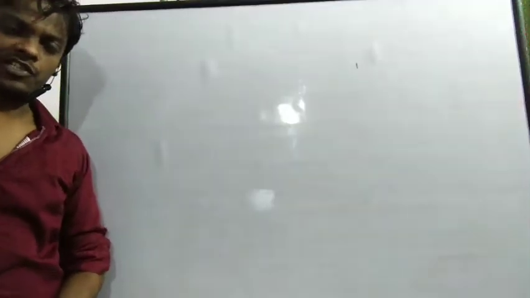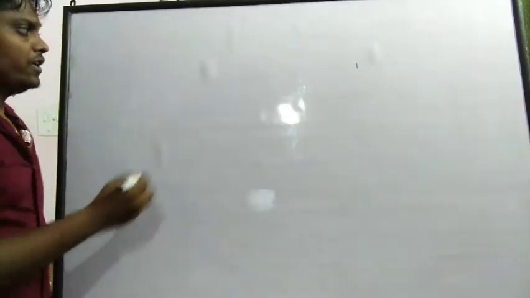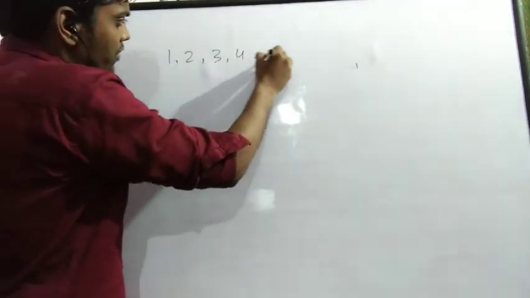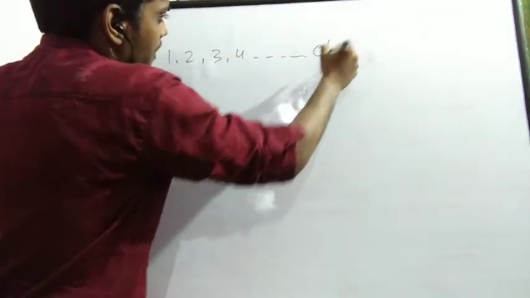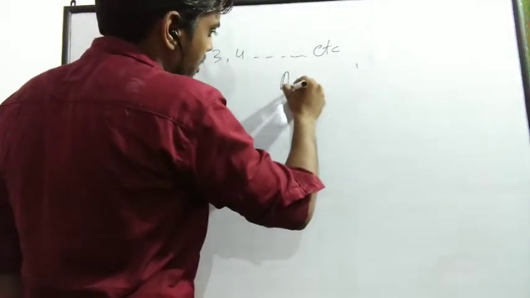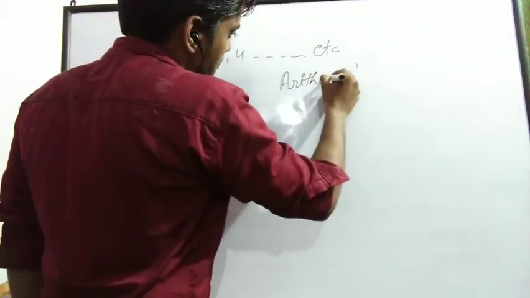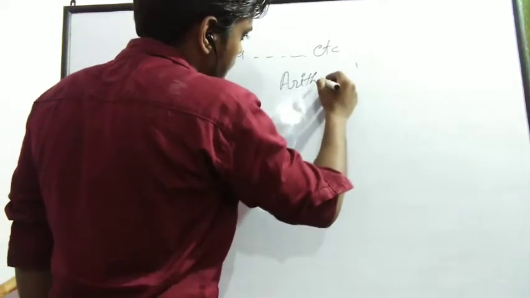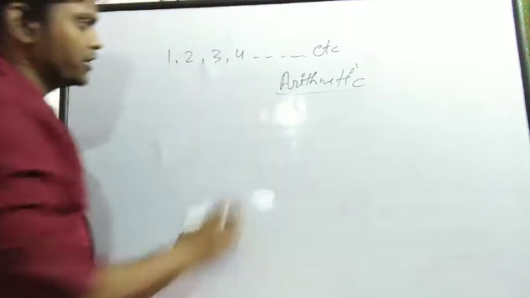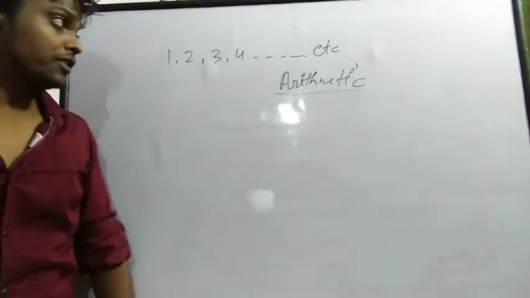Today we will start a new chapter, that is algebra. Until now we have studied numbers 1, 2, 3, 4 and so on. This branch of mathematics is known as arithmetic.